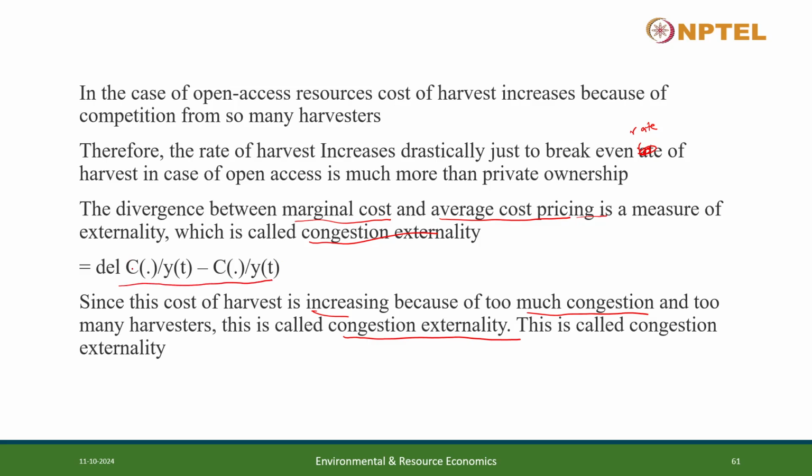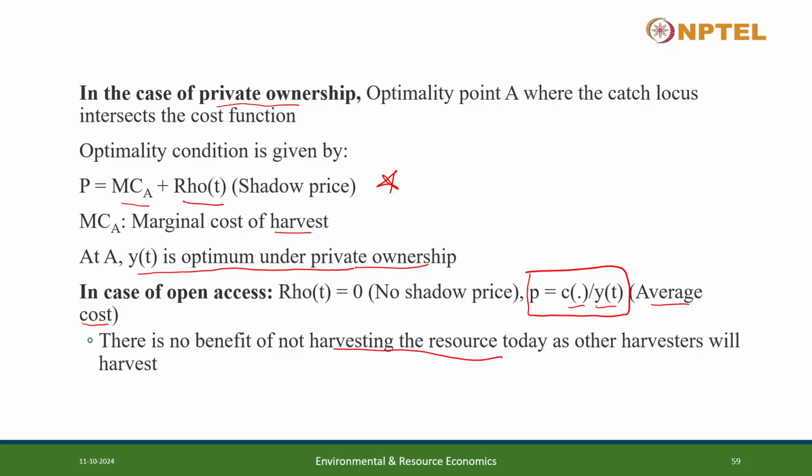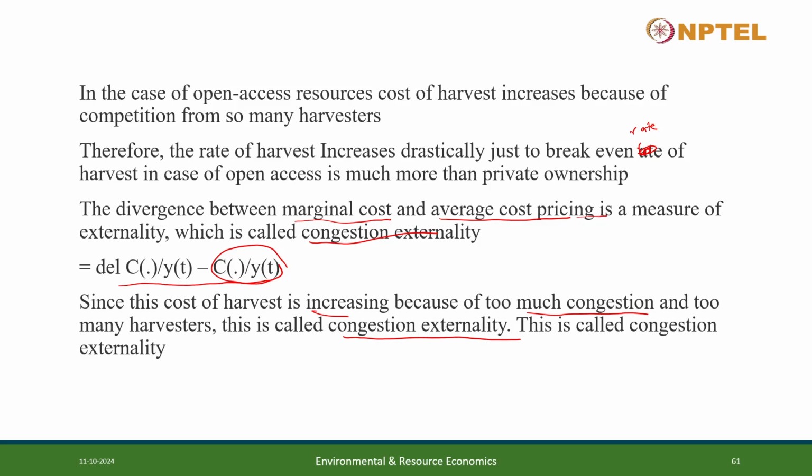So del C by del YT minus C upon YT. This is the cost which we have derived here, the average cost. This difference, that is marginal cost minus the average cost, is termed as congestion externality. Because of the interference and entry of many harvesters, since it is an open access resource, there is congestion, and it is called congestion externality.